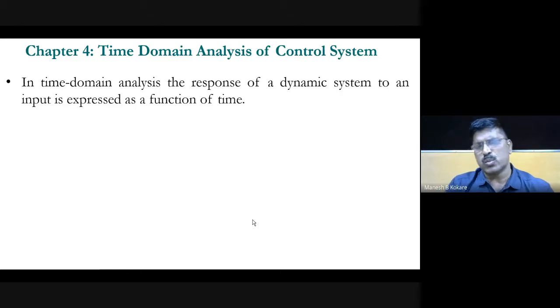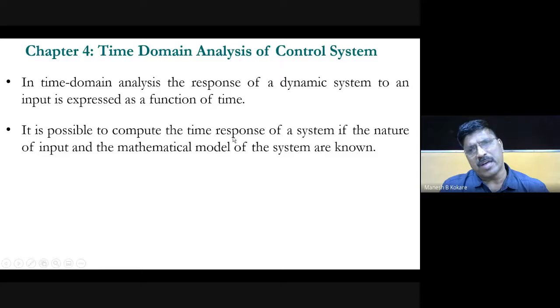From this time domain analysis, we will come to know whether that system is really fast or whether that system is sluggish, how much time it takes to reach the steady state value, and whether there is any error in the output of that system. All those parameters we are going to study. Once you have designed the system, we have to test that system for various inputs. In the time domain analysis, the response of a dynamic system to an input is expressed as a function of time. Your x-axis is time and y-axis is the response. Time is the independent parameter, and you'll be doing the analysis of that system with respect to time. That is called the time response analysis.